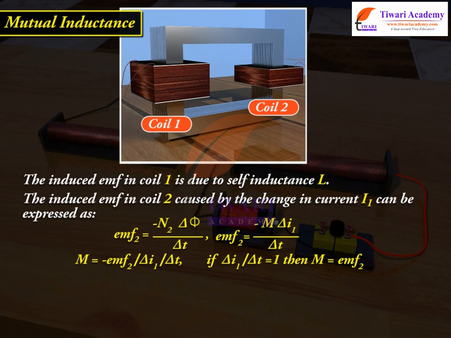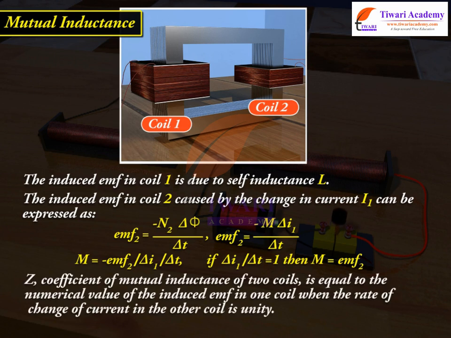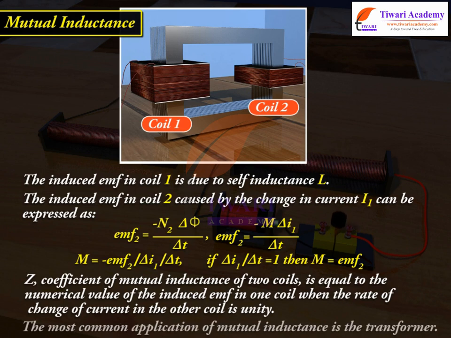If ΔI1/Δt is equal to 1, then M is equal to EMF2. The coefficient of mutual inductance of two coils is equal to the numerical value of the induced EMF in one coil when the rate of change of current in the other coil is unity. The most common application of mutual inductance is the transformer.